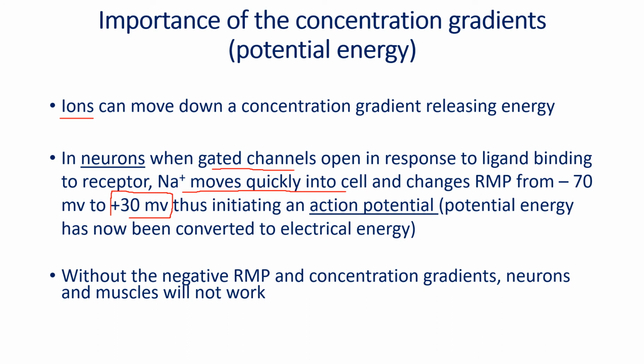You've now converted the potential energy that was stored in the concentration gradient to electrical energy. That action potential will continue to form with other gates opening, and we'll go into that at a later time. If you don't have a negative resting membrane potential with those concentration gradients, neurons and muscles will not work.